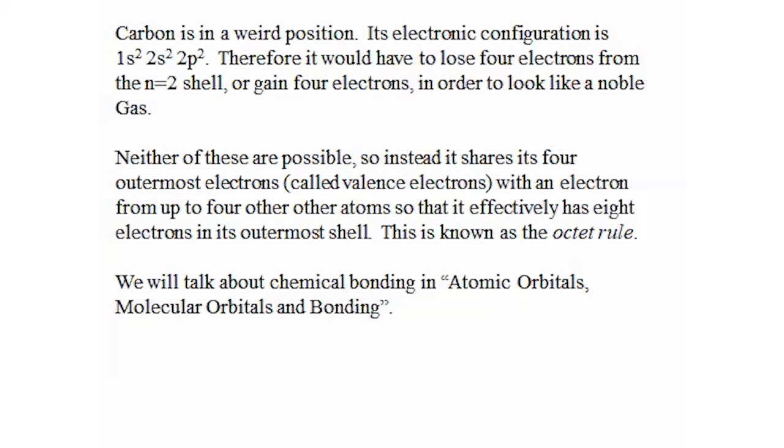Carbon is in a weird position. Its electronic configuration is 1s squared, 2s squared, 2p squared. Therefore, it would have to lose 4 electrons from the n equals 2 shell or gain 4 electrons in order to look like a noble gas. Neither of these are possible, so instead it shares its 4 outermost electrons, called valence electrons, with an electron from up to 4 other atoms, so that it effectively has 8 electrons in this outermost shell. This is known as the octet rule. Okay, we will talk about chemical bonding in atomic orbitals, molecular orbitals, and bonding.